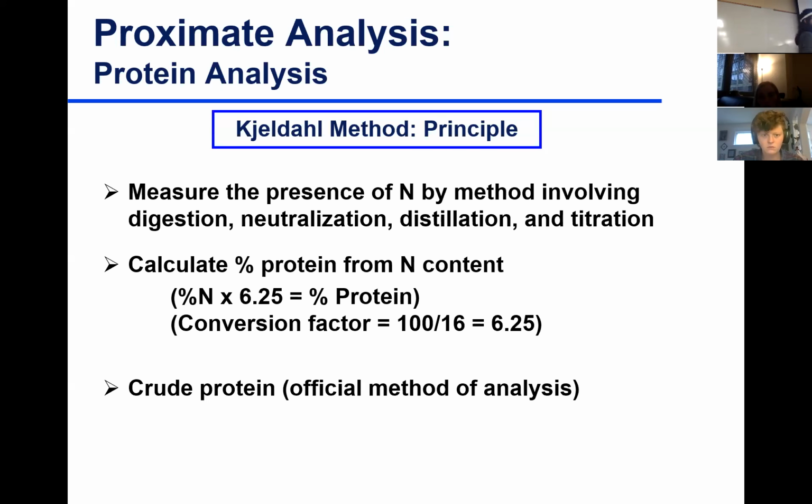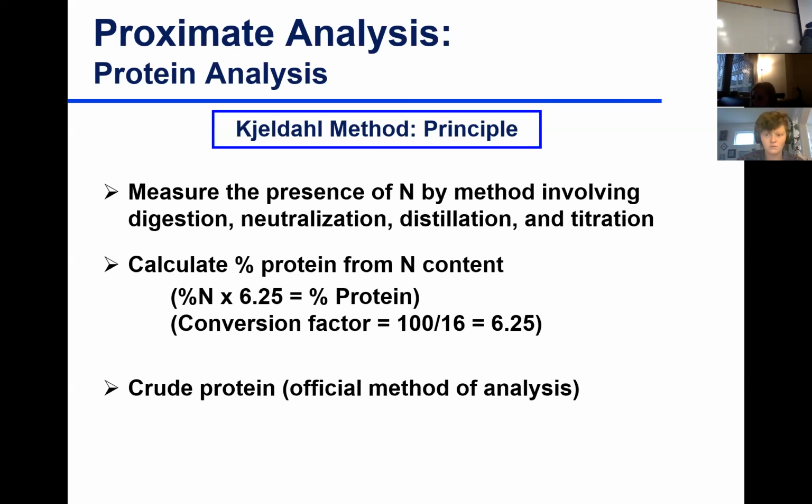The higher the percentage of nitrogen in a protein, the lower your conversion factor. So for the general case, when you don't know, or maybe it's a formulated food product that has multiple protein components coming from different sources, you just use 6.25 as a general rule.